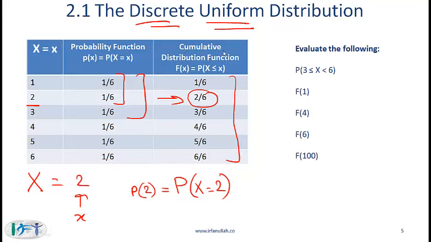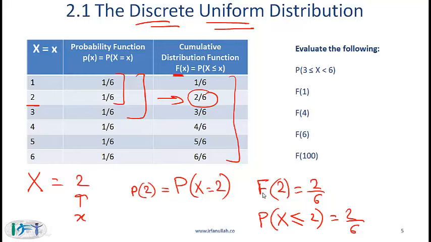In terms of the cumulative distribution function, we can write F of x. So F of 2 is equal to 2 over 6. This can also be written as the probability that the random variable is less than or equal to 2. So that is also 2 over 6. You need to get used to this terminology, because in the questions that you work, you might see notation like this or notation like this. Now let's evaluate a few expressions.